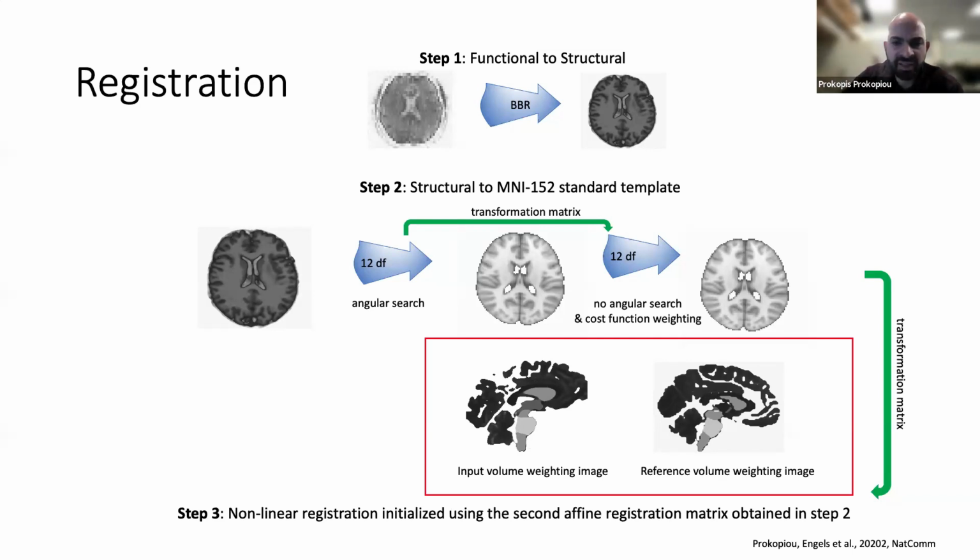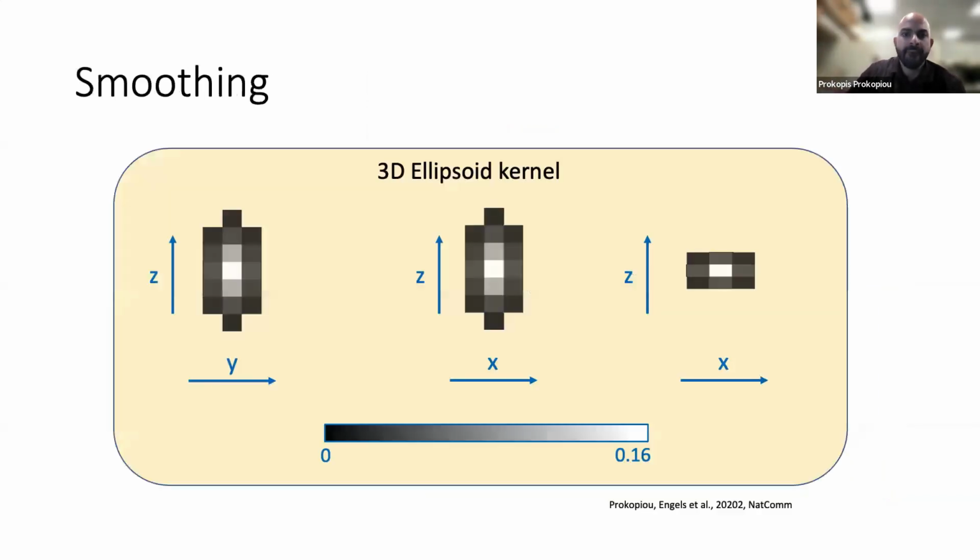And lastly, in the third step, we use nonlinear registration, with the optimized affine transformation obtained in phase 2 as the initialization point of this nonlinear registration. Regarding spatial smoothing, instead of using spherical kernels, which, as described before, are likely to introduce signal contamination from the fourth ventricle into the LC, we use ellipsoid kernels. These kernels are elongated along the z-axis, mimicking the natural shape of the LC in the same direction.